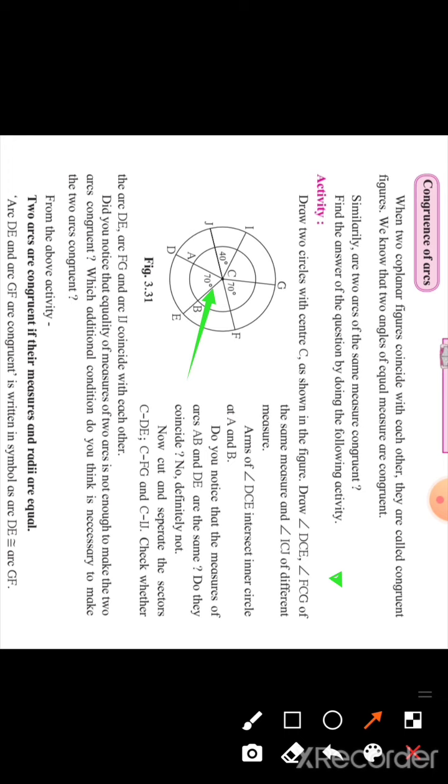Note that the arms of angle DCE intersect the inner circle at point A and point B. So here is point A and point B. The arms of the angle DCE intersect over there. Now students, try to answer my question. Students, in this figure, what do you want to say about arc DE and arc FG?